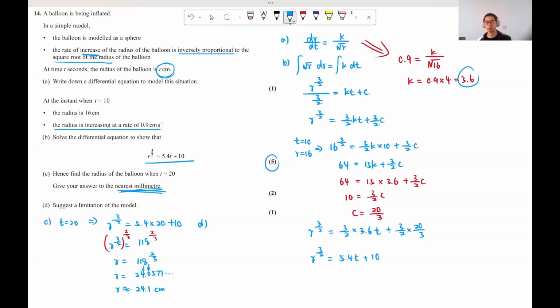So because this is a balloon, it can't keep increasing forever, right? So eventually, at some point, it will burst. So you just say the balloon cannot be inflated forever.